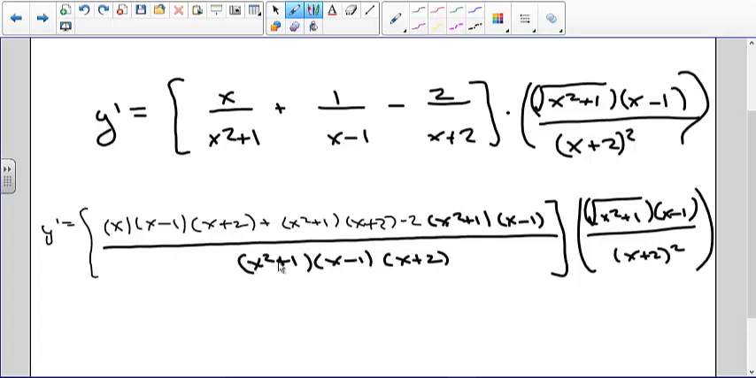What we'll do later on is we'll simplify those with these. We're not going to multiply out the denominator. We'll just combine these with the appropriate ones over there, and then we'll have that as our coefficient, whatever that is. So go ahead and figure out what that is. So that's x times x minus 1 times x plus 2, plus 1 times x squared plus 1 times x plus 2, minus 2 times x squared plus 1 times x minus 1.